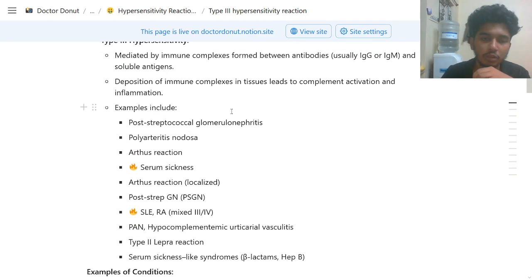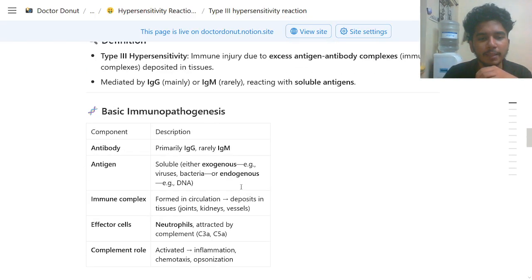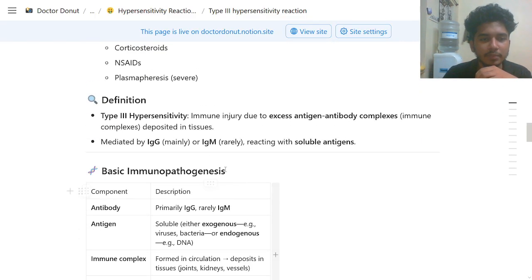Examples: post-streptococcal glomerulonephritis, polyarteritis nodosa, Arthus reaction, serum sickness, Arthus reaction, localized. I should delete that, post-strep GN is repeated. SLE, RA, rheumatoid arthritis, PAN, again polyarteritis nodosa, type 2 lepra reaction, and then serum sickness-like syndrome. And then we'll look at the below part, which is the better part.